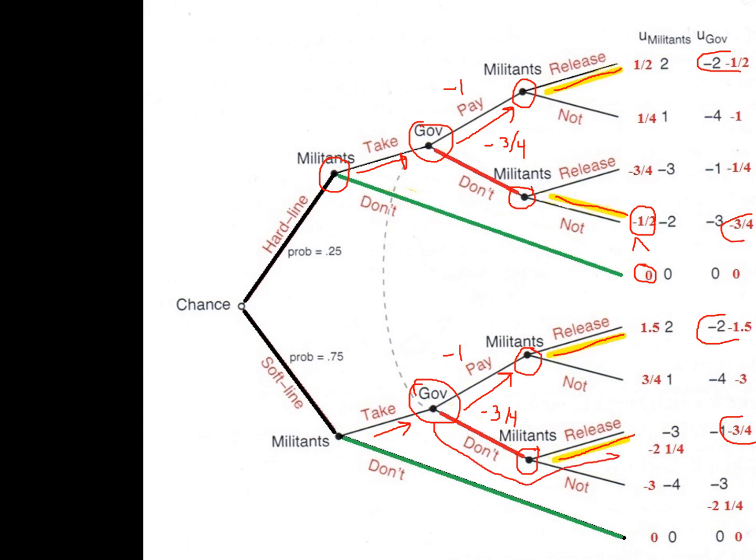That's if they're hardline. If they're soft line, it's the same logic. If the militants take hostages, it'll be driven through these selected paths, and the militants will have a minus 2.25 payoff. If they don't take hostages, they're going to have a payoff of 0. So they're going to assign the green lines as their choice. So in this particular extensive form game, the militants will make a choice not to take hostages as a consequence of the government choosing not to pay. So this is how to solve the extensive form.